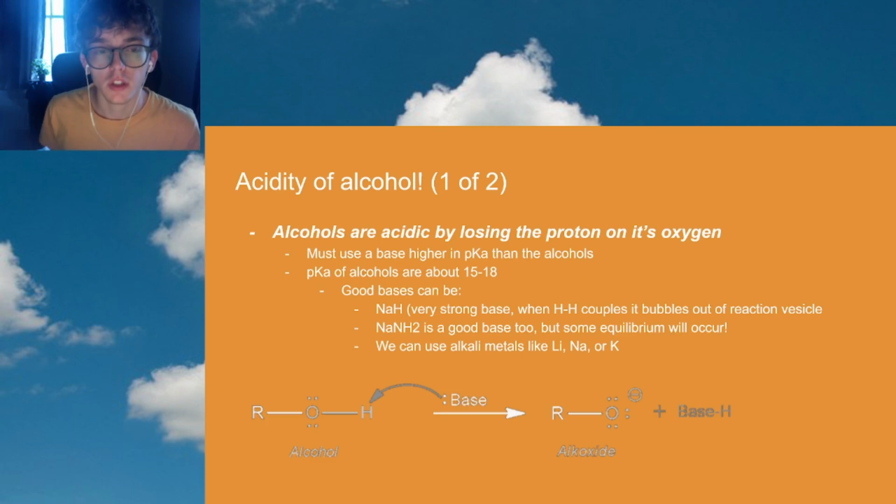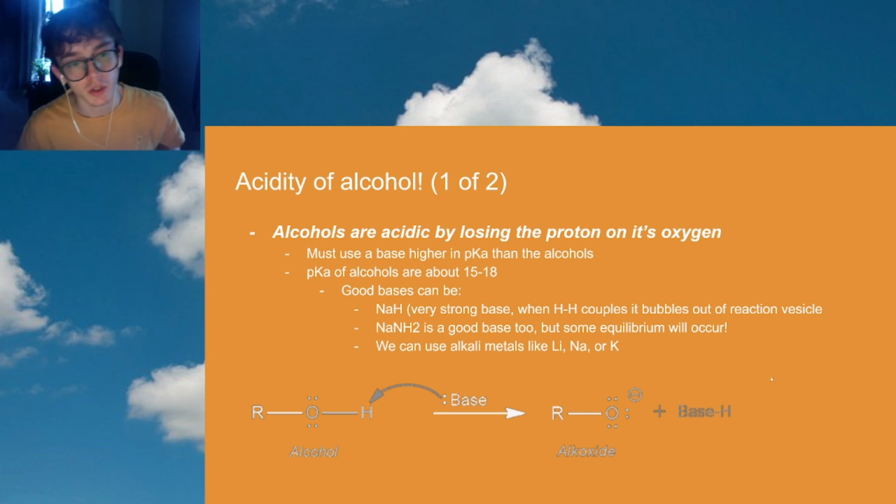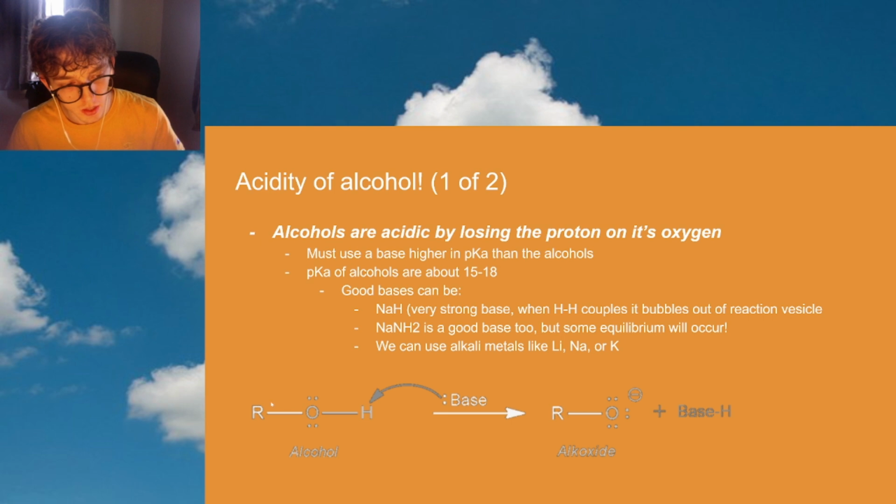Okay, so now we're going to look at the acidity of alcohols. Alcohols, we know, are acidic from losing the hydrogen on their oxygen. Right, so if we look at the figure down here, we go from an alcohol, where that R just means the rest of the molecule, usually just an alkyl group, like propanol. Well, this is propanol. We have a base here, it comes in, and it's going to deprotonate that alcohol, and we're going to get something called an alkoxide. That's the conjugate base of an alcohol.